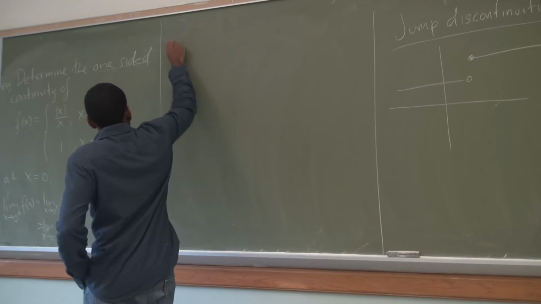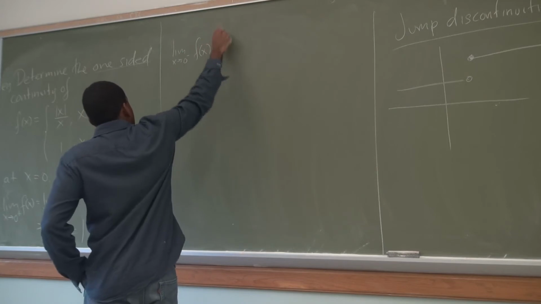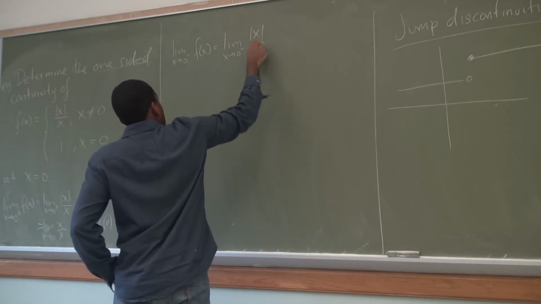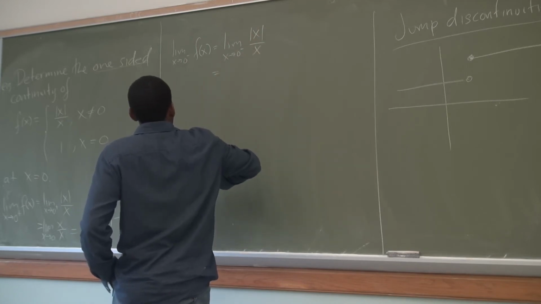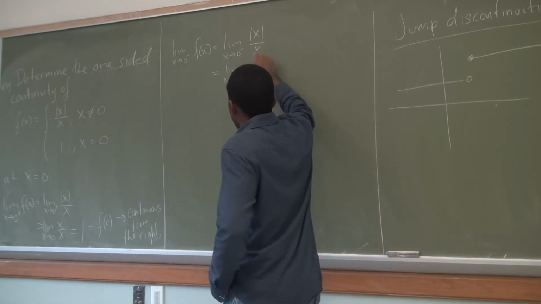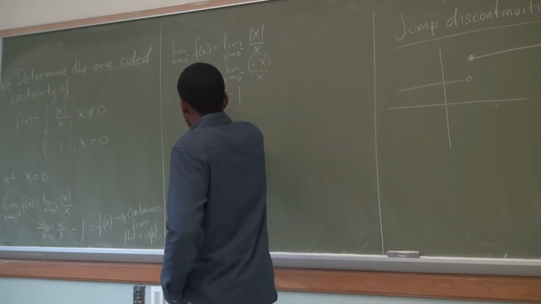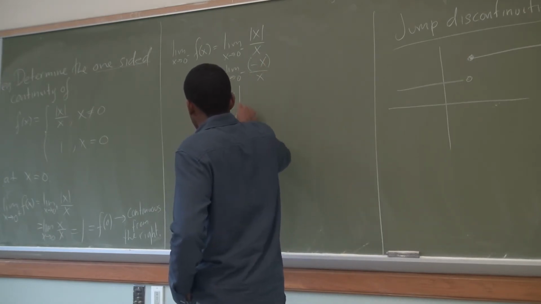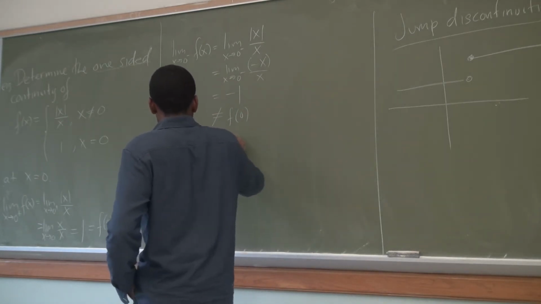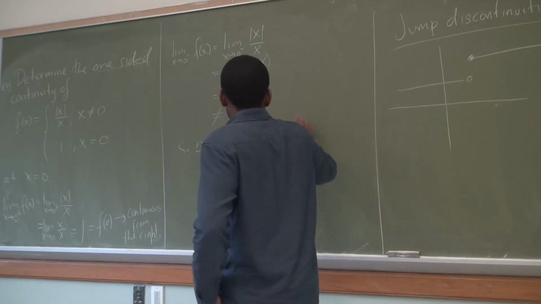Now let's check, is it continuous from the left? Well, if I put in the limit as x approaches 0 from the left of f of x, what is that? Right, your x is negative, so absolute value x is replaced with negative x, and the answer is -1, which is actually not equal to f of 0. So not continuous from the left.